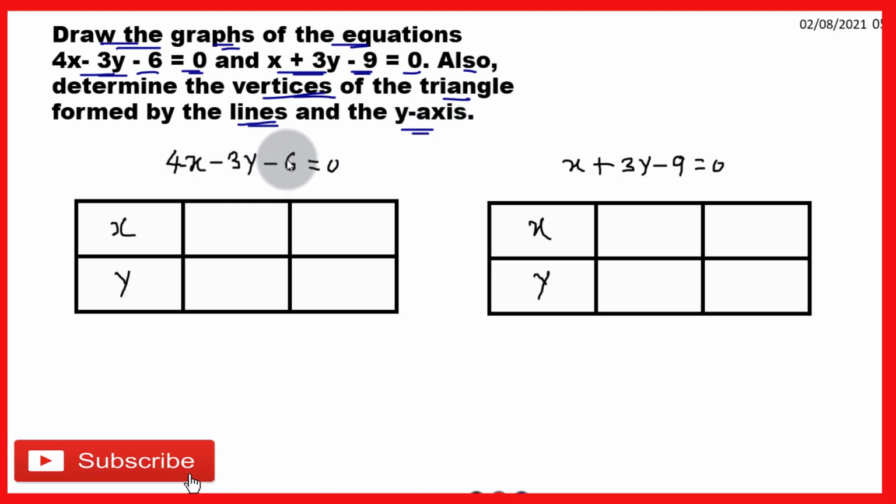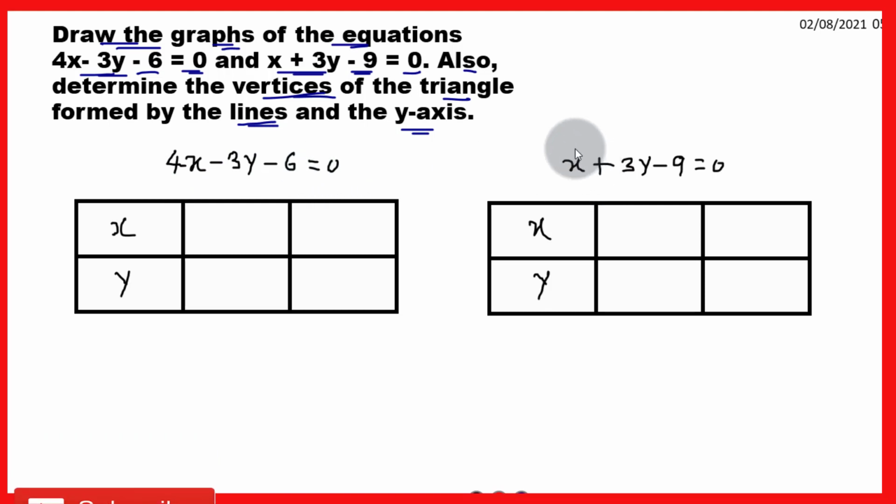So the given equations are 4x minus 3y minus 6 is equal to 0 and x plus 3y minus 9 is equal to 0. To find the coordinates, first what we will do, we will write this equation in y in terms of x. So first we will take 4x and minus 6 to the other side. So we will get minus 3y is equal to minus 4x plus 6.